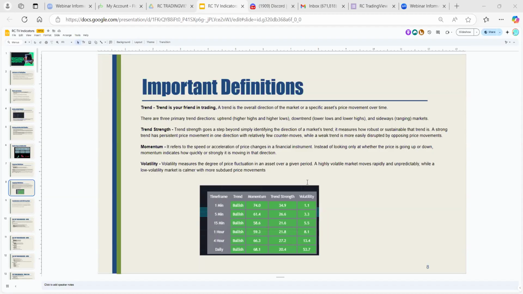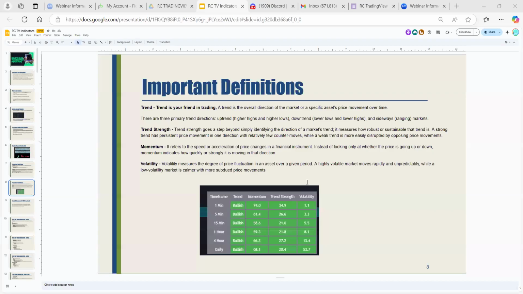mainly, these three are the most important things for you to be profitable in trading: identifying what the trend is, identifying whether there is trend strength or not, and identifying whether there is momentum, right? Whether the trend is moving very quickly towards the upside or quickly moving towards the downside? And then there is one more thing which is also important, which is called volatility.